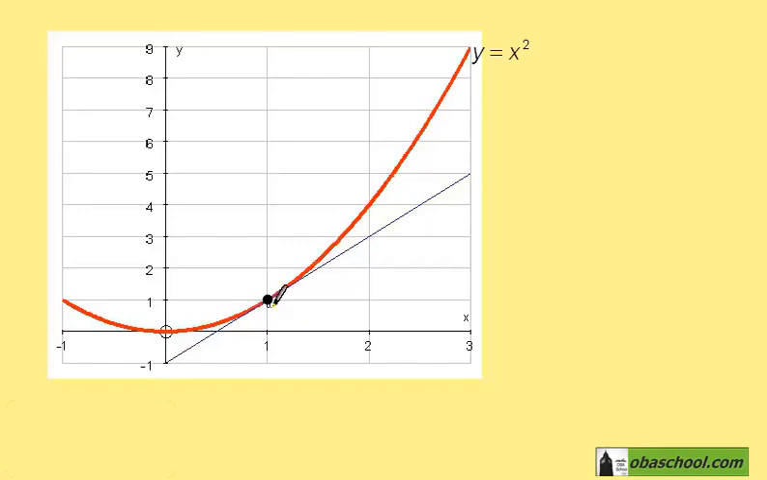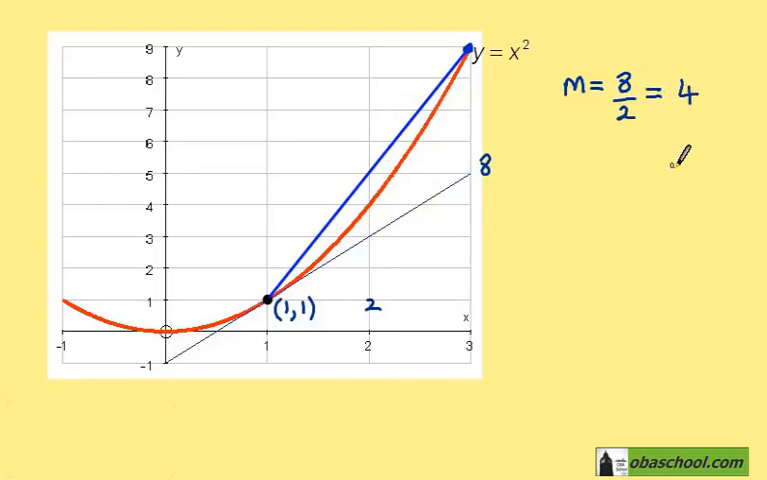Consider the curve y equals x squared and the tangent at the point 1, 1. We want to estimate the gradient of this tangent. We're going to do this by using a chord from 1, 1 to another point on the curve. We can see the distance from 9 down to 1 is 8, and from 1 across to 3 is 2. So the gradient of this chord is 8 divided by 2, which is 4.